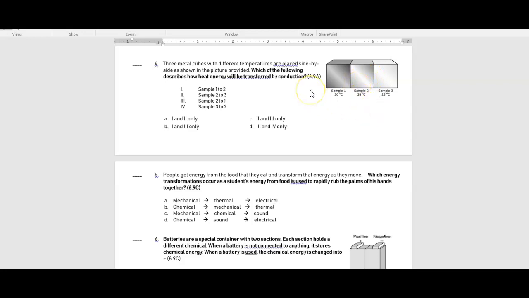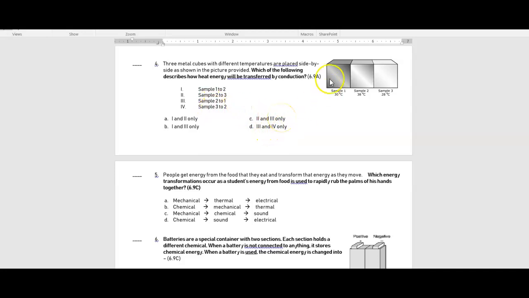Okay, so which are the 2 correct directions of energy transfer? Okay, so are we going 1 and 2? So from this one and this one. B is 1 and 3. C is 2 and 3. And D is 3 and 4.